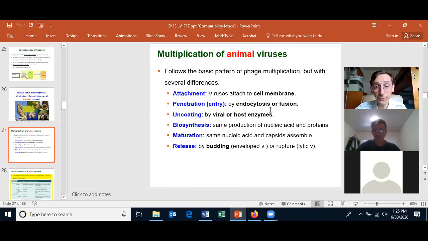The penetration is different, and it doesn't happen by the virus putting a hole in the cell wall and then contracting and injecting the genome into the cell. The virus gets into the cell either by endocytosis, or if it has a lipid membrane, it can fuse with its lipid envelope.